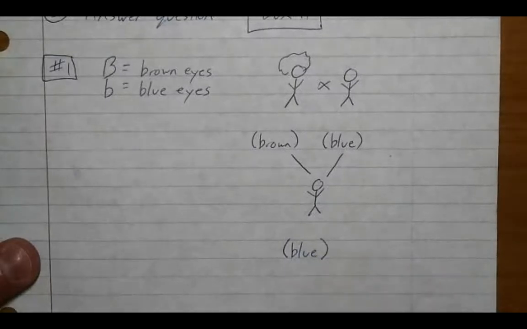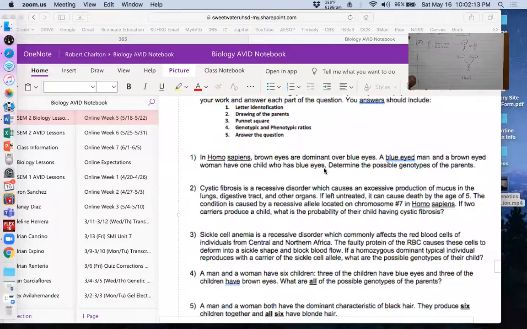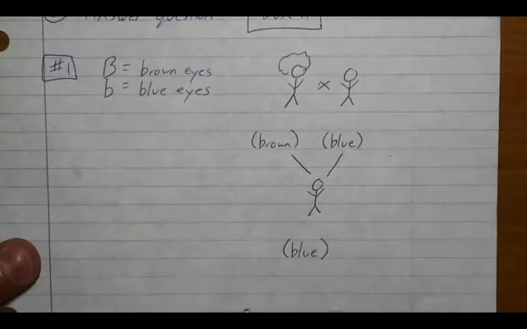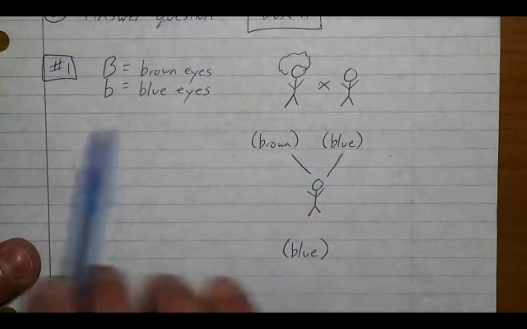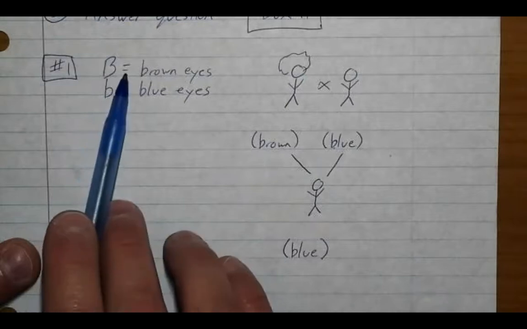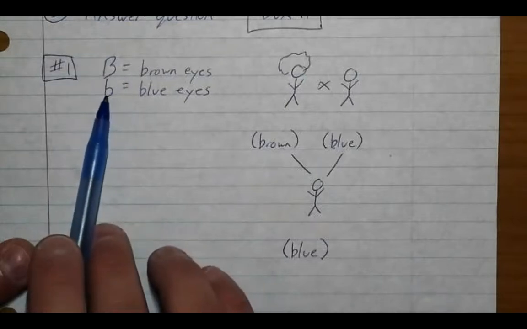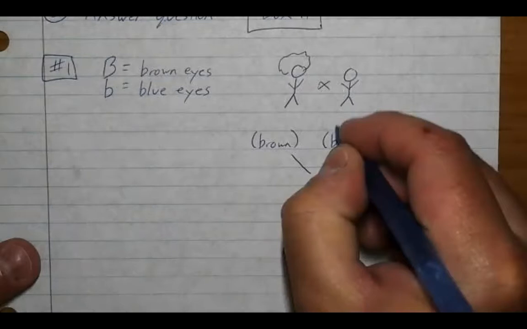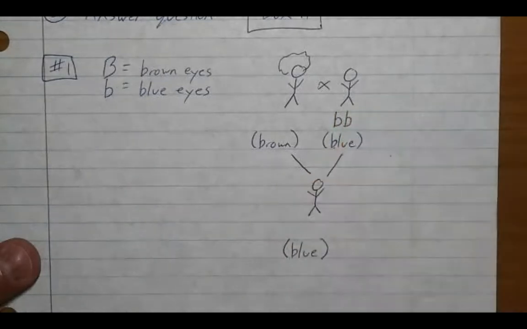Okay, so let me go back to the problem here. Determine the possible genotypes of the parents. Okay, so genotypes means letters. I want to know what are the genotypes, what are the letters of the parents. Okay, so now let's go back. Okay, so got to do a little thinking here. All right, blue. To have blue, you've got to have lowercase. And if you have one capital and one lowercase, it's still going to turn out brown. So the only way to have blue is to have 2 lowercase or be homozygous recessive. So dad must be lowercase, lowercase.